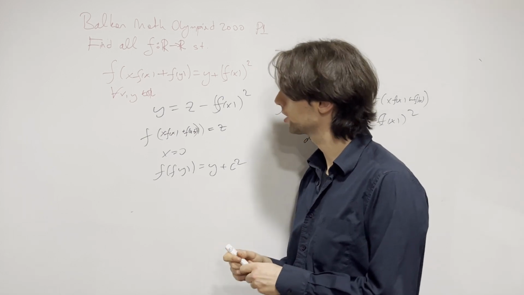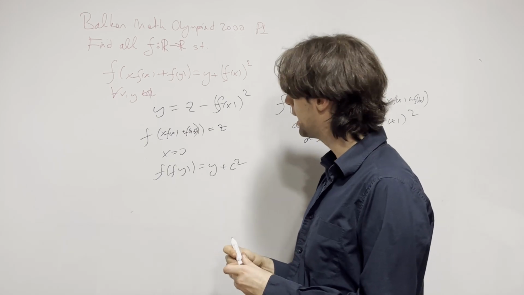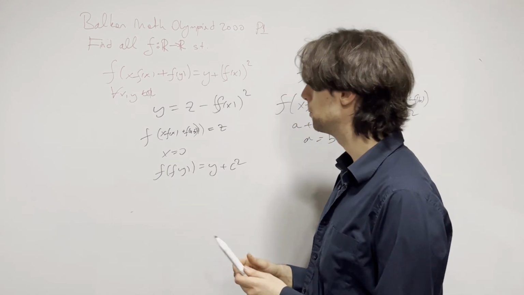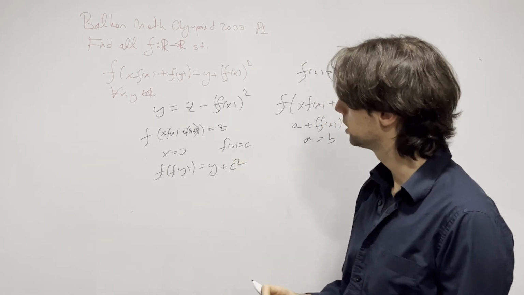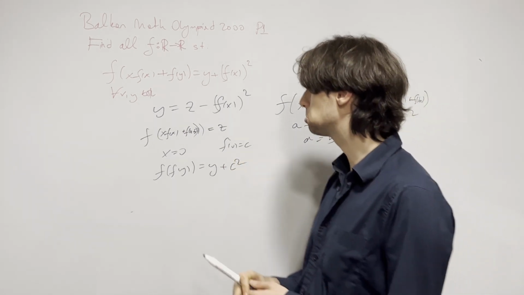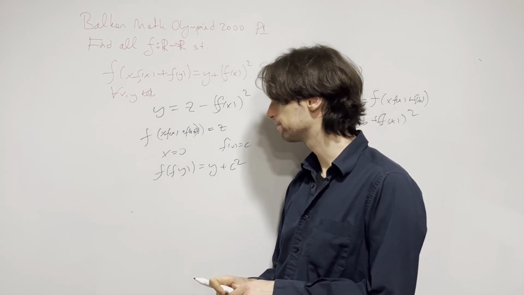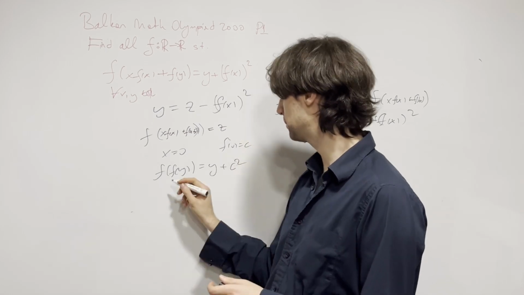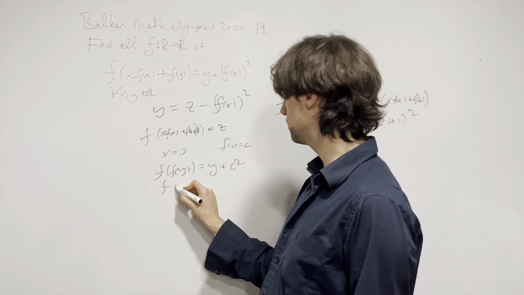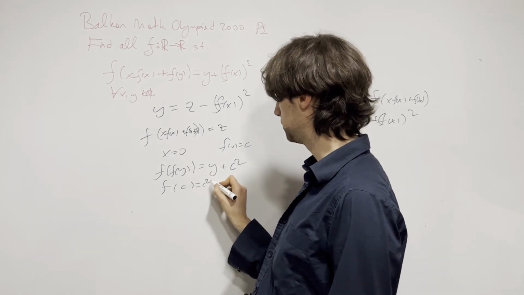Okay. Say f of 0 is equal to c. If I plug in y is equal to 0, would I get anything cool? Doesn't really look like it. Hey, let's see. What I have, if y is equal to 0, I'd get that f of c is equal to c squared.